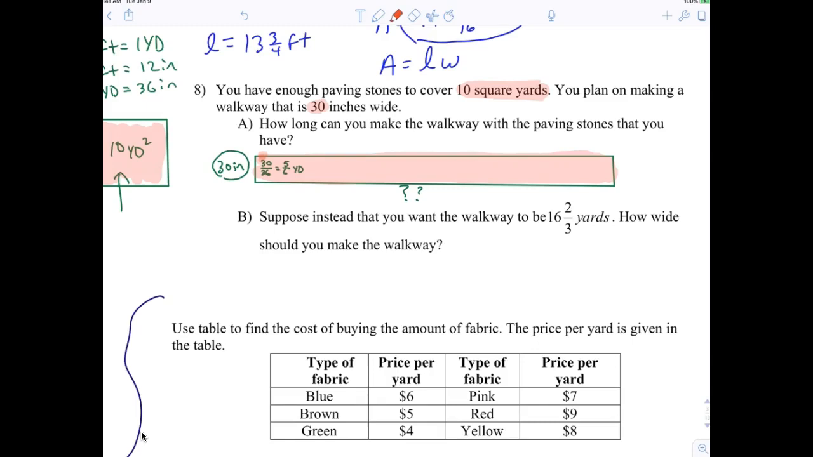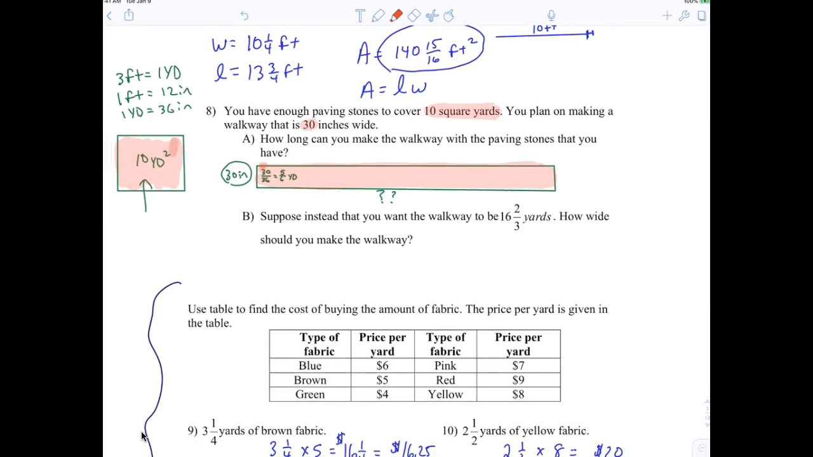10. Right. Why is it going to be 10? Because all I'm doing is taking this material right here. Instead of making it a square, I'm going to make it a long rectangle.